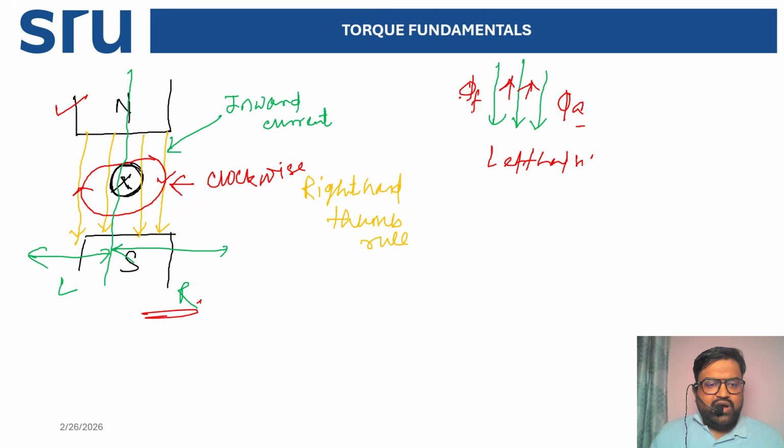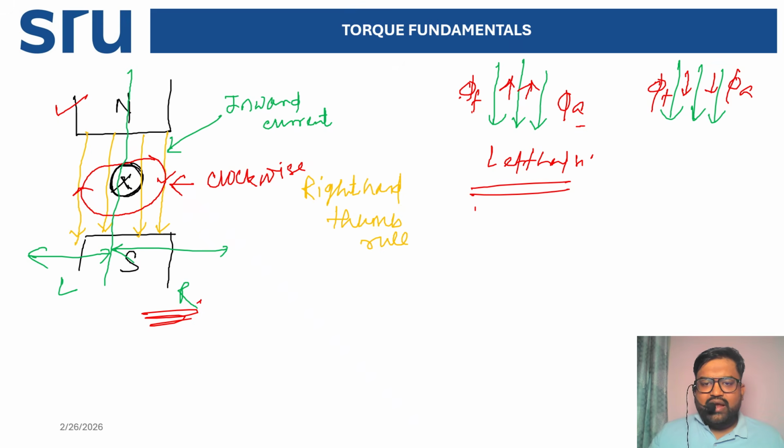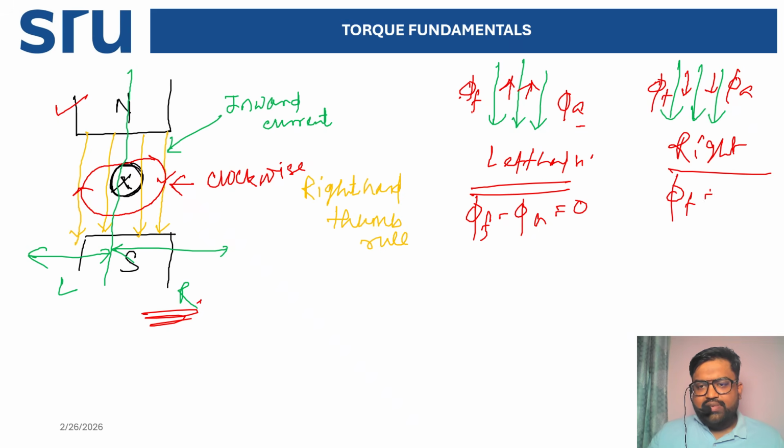If you come to the right hand side, the magnetic lines are downward, and the armature flux is also downward. That means phi F and phi A are in the same direction. On the left hand side it is phi F minus phi A equal to 0, but on the right hand side they add up, that is phi F plus phi A, which is not equal to 0.